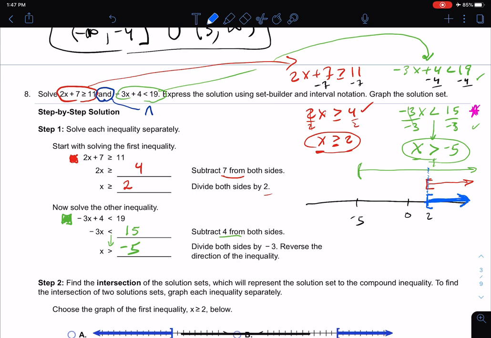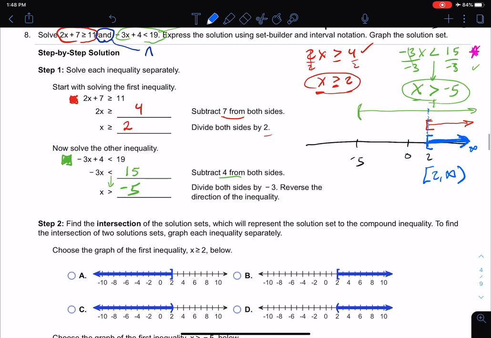Now, when we graph it like this, it's so easy to make our interval notation, right? It just goes from 2 to positive infinity. And we already have a graph, so let's select that. It goes from 2 and up, so that's going to be B.